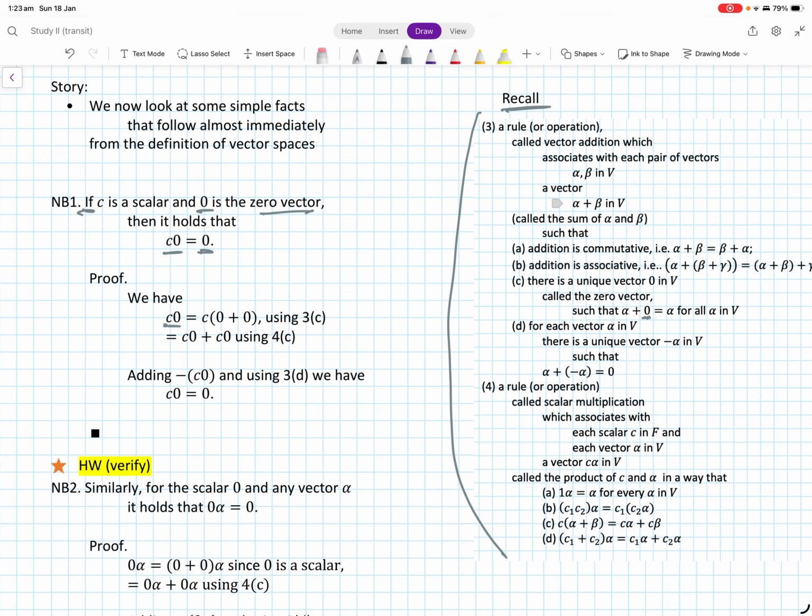You start with c times 0, and 0 we can write as 0 plus 0, using property 3c. So c(alpha plus beta) is the same as c alpha plus c beta, so we can write this. And then it distributes as well.